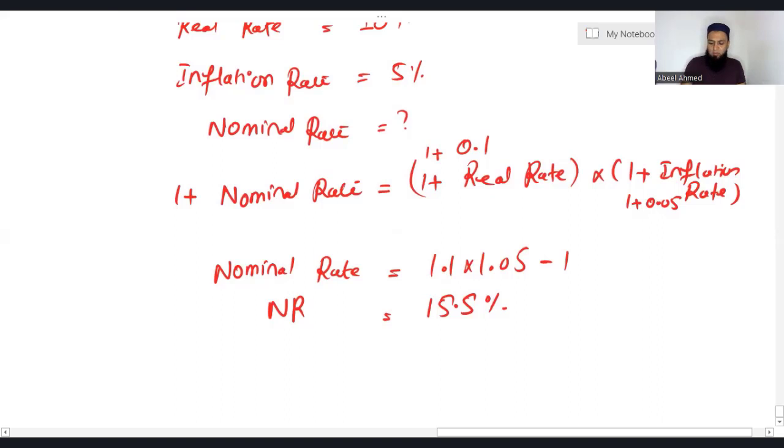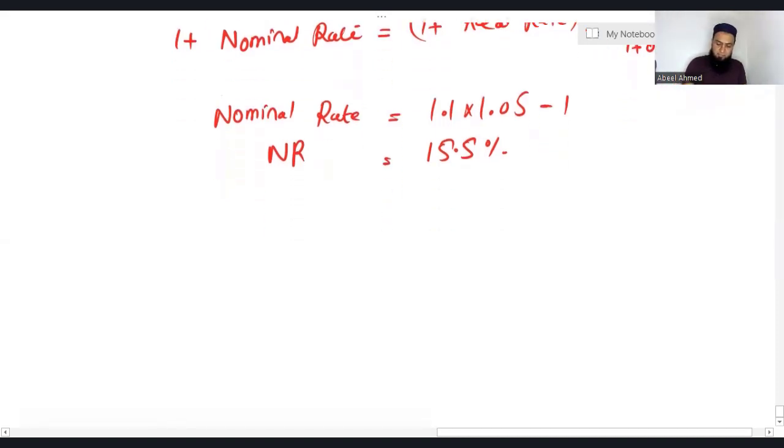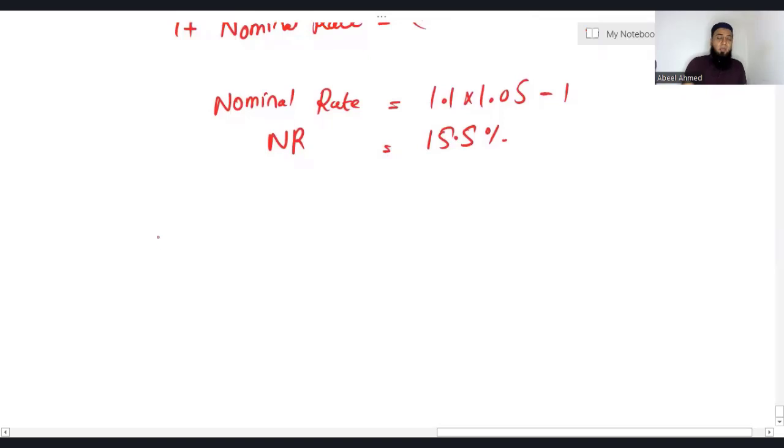Now let us discuss one extremely important concept. The concept is, when is it necessary to calculate NPV in nominal terms? Repeat, my question is, when is it necessary to calculate NPV in nominal terms? Let us understand this with the help of an example, then I'll give you the answer.